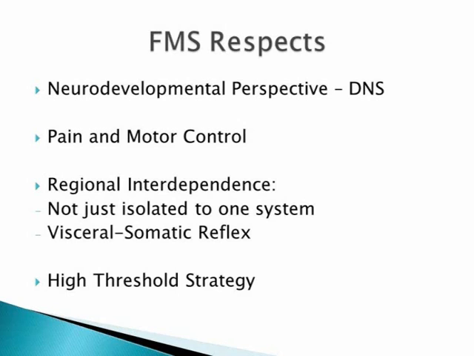But regional interdependence also shows how one system can affect another system. So for instance, if I have a digestive issue, that may be showing up as low back pain. Or if I have something wrong with an internal organ like my kidneys, that also may be showing up as low back pain. And this is a visceral somatic reflex, so again, when an organ is showing up as a musculoskeletal issue. It also respects a high threshold strategy, which I'll be going over in just a moment.